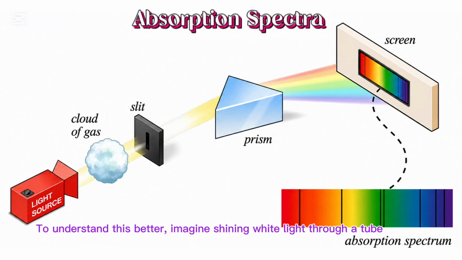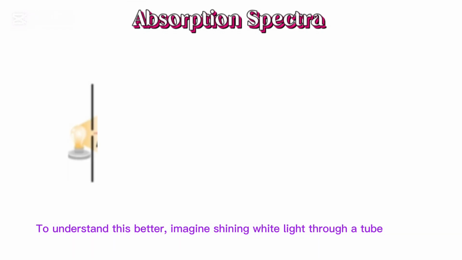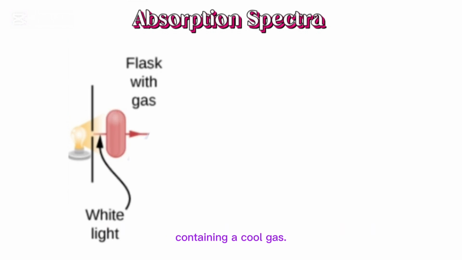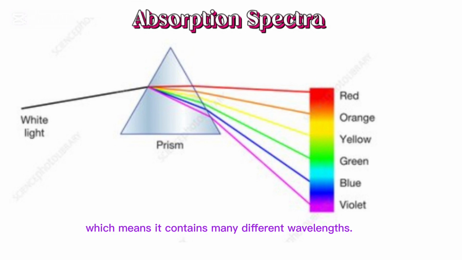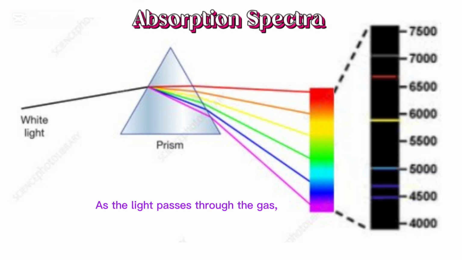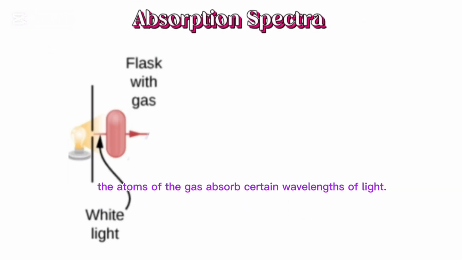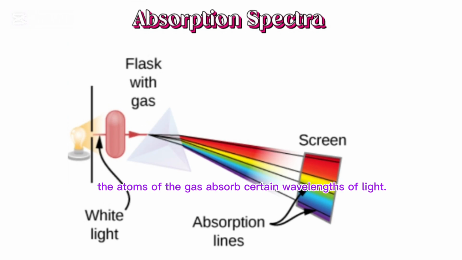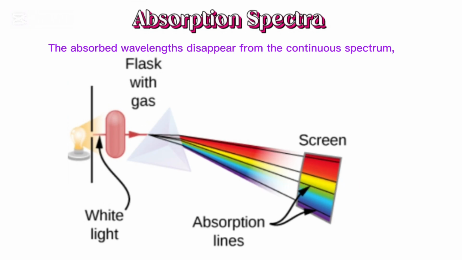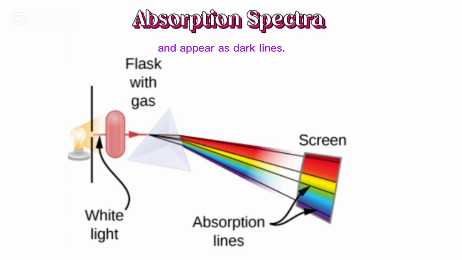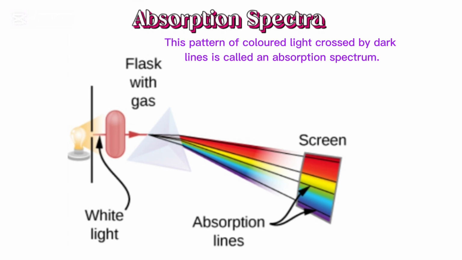To understand this better, imagine shining white light through a tube containing a cool gas. White light contains all colors, which means it contains many different wavelengths. As light passes through the gas, the atoms of the gas absorb certain wavelengths of light. The absorbed wavelengths disappear from the continuous spectrum and appear as dark lines. This pattern of colored light crossed by dark lines is called an absorption spectrum.